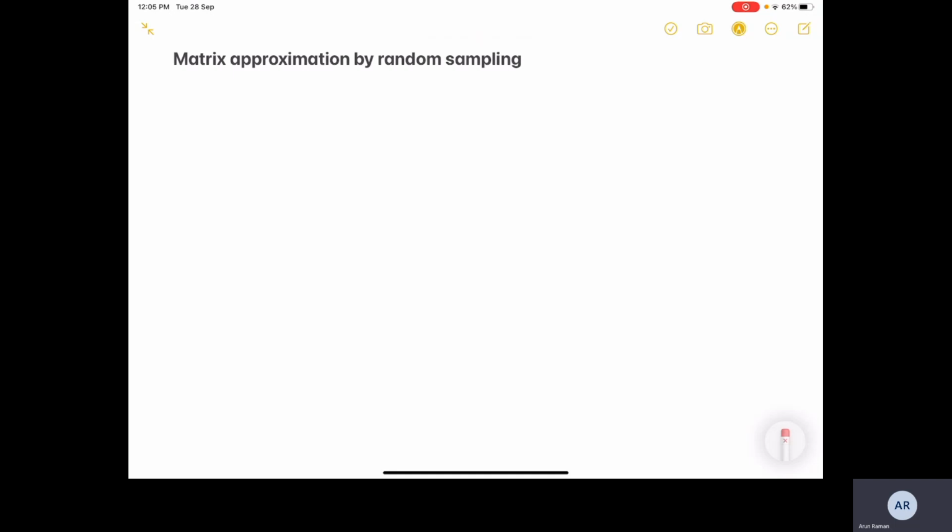So, the agenda for today's lecture is that first we will start with a general setup of matrix approximation using random sampling.